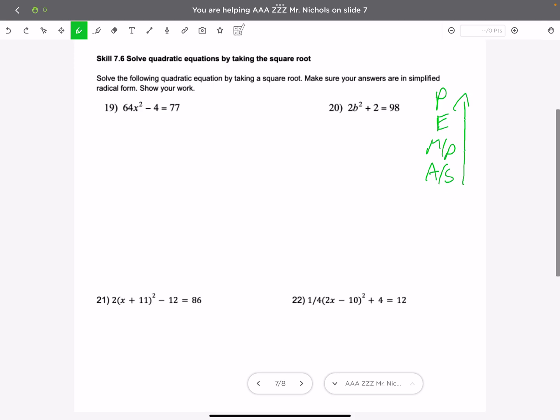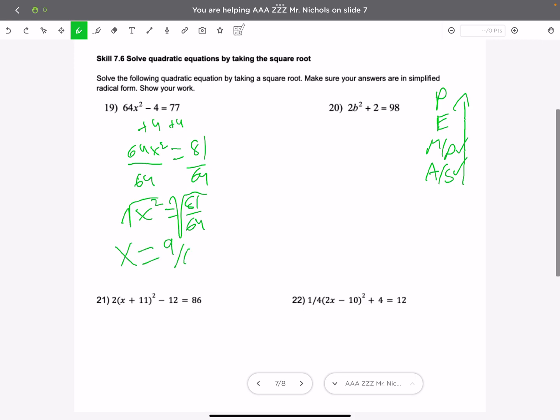So I'm going to add and subtract first. Add 4, so 64x squared is equal to 81. Then I'm going to divide, so I first add, subtract, then I'm going to divide by 64, divide by 64. X squared is equal to 81 over 64. Square root. So I get x is equal to, now the square root of 81 is 9 over 8. But remember, whenever we take a square root, it could also be negative 9 over 8. And so these are my answers.